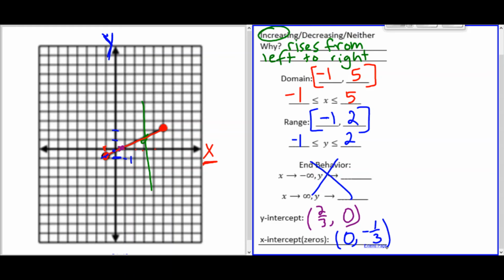So those are just approximations. This is fine. I'm sorry, I have this backwards. So we have 2/3 comma 0. This is the x-intercept, and this is the y-intercept. Sorry, I had that backwards. So this should be the x-intercept. Oops. And that second one's the y-intercept. My mistake.